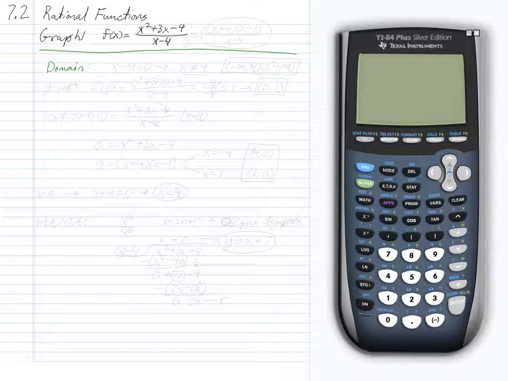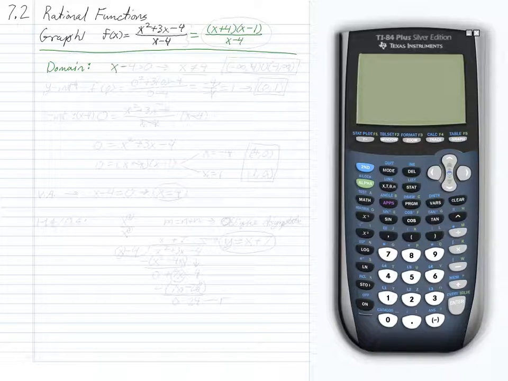Now notice we can write this function in factored form in the numerator as x plus 4, x minus 1, all over x minus 4. Now it looked like things might cancel, but in fact they don't. This function is as reduced as it will get. So we can jump straight to looking at the denominator.